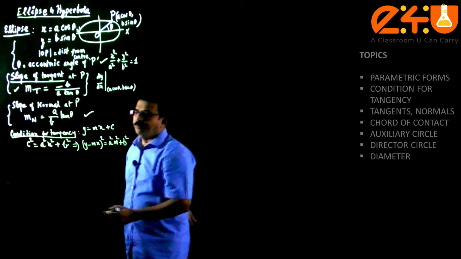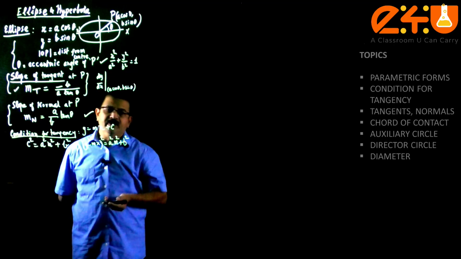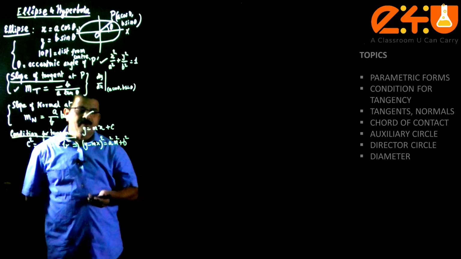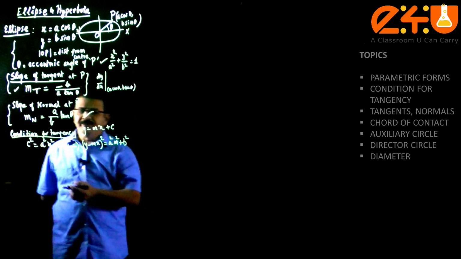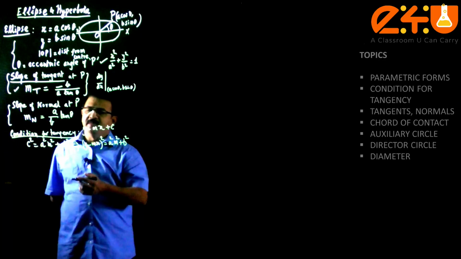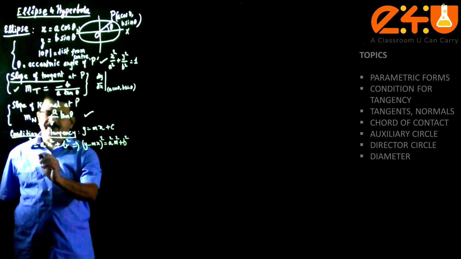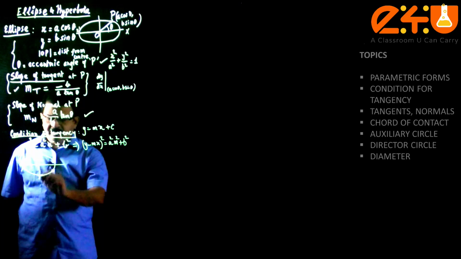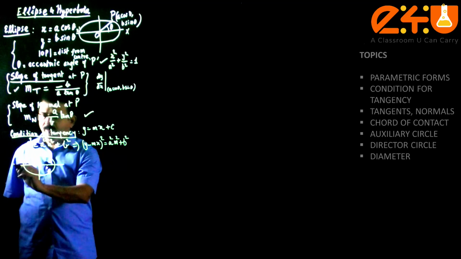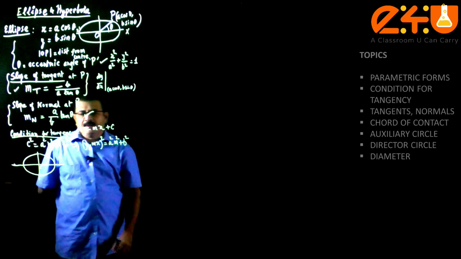Well, this will help us to produce the equation of tangent whenever the tangent to ellipse or hyperbola. Hyperbola we will write a different condition. Whenever the tangent is prepared from a point outside the ellipse. So let me just the point outside the ellipse. Okay.